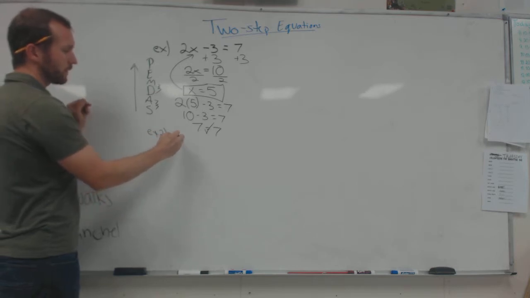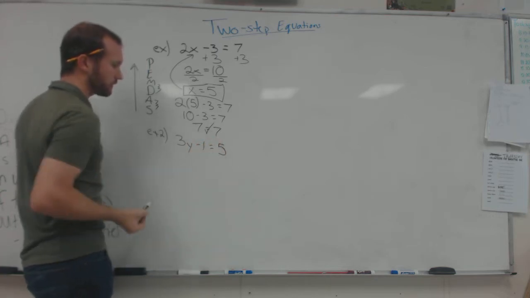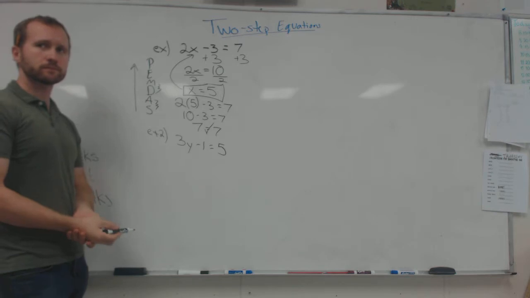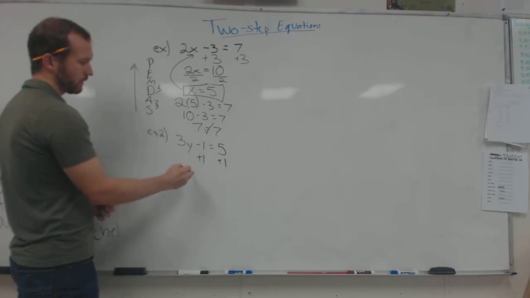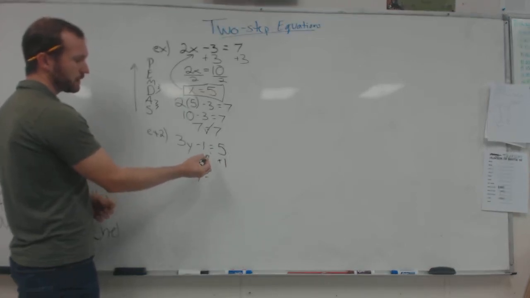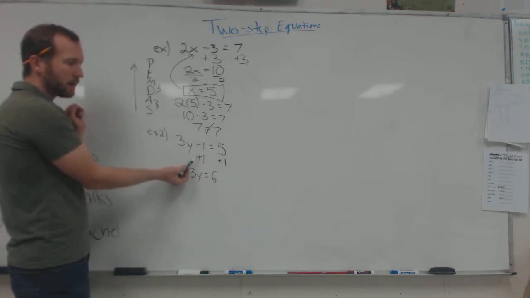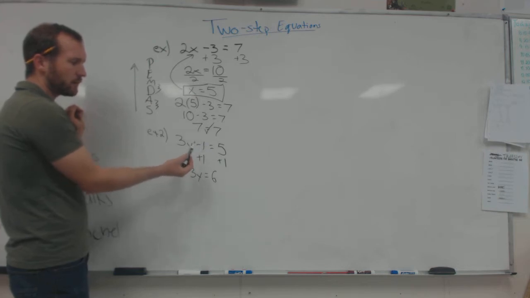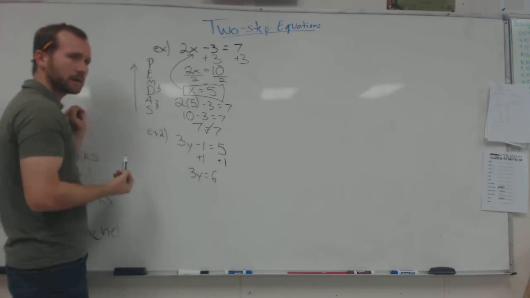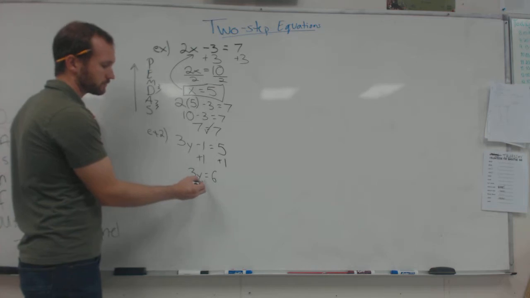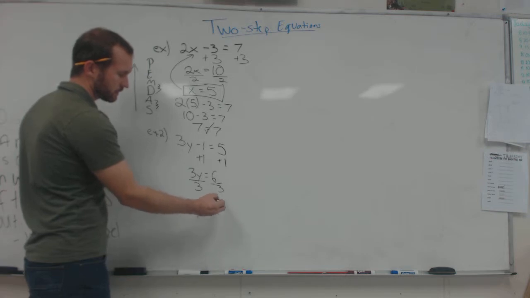Example 2. 3y minus 1 equals 5. What am I going to do first? You're going to add 1 to both sides. You're going to get 3y equals 6. The 3 is not going to change because adding 1 just took care of my negative 1. Now what do I do? You divide both sides by 3. So I get y equals 2.